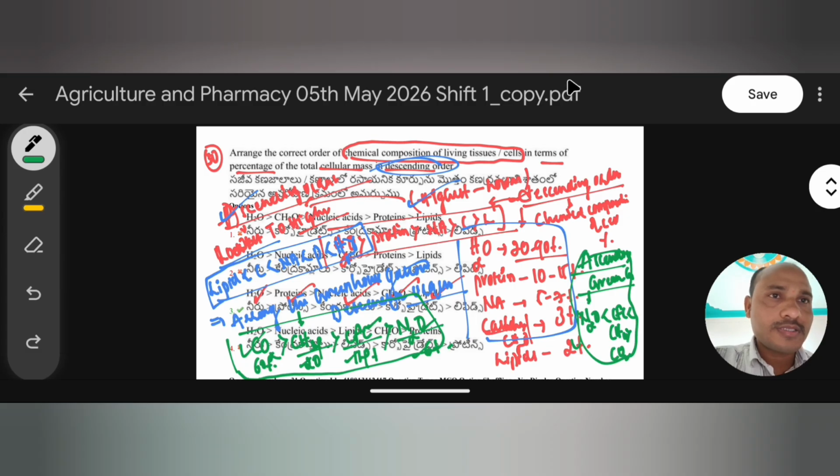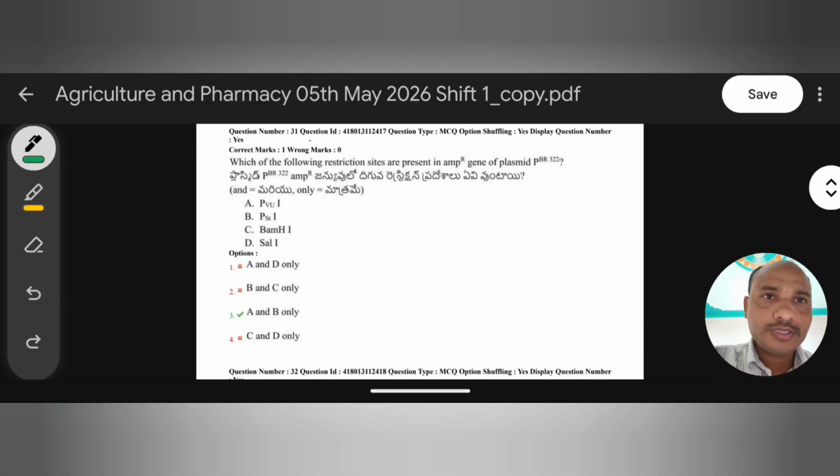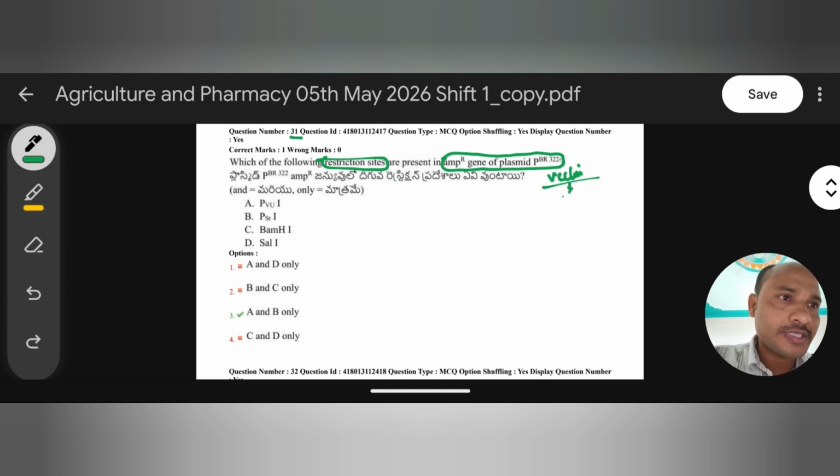So remember this. Now the 31st question: which of the following restriction sites are present in the ampicillin gene of plasmid pBR322? Here an artificially constructed vector is given, that is the pBR322 vector. It is the most common vector used for gene transfer. If you see the structure of pBR322, plasmids are double stranded, extrachromosomal DNA, and pBR322 has 4 important, unique characters.